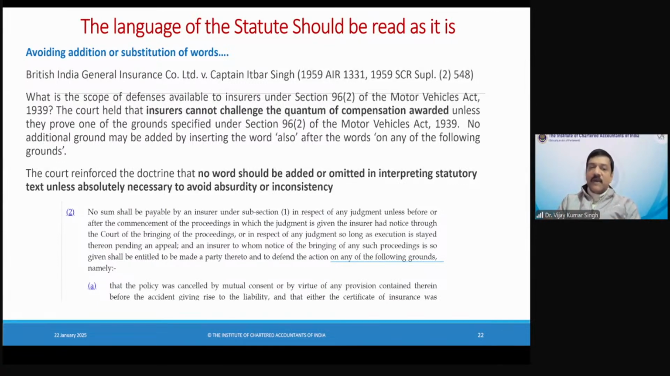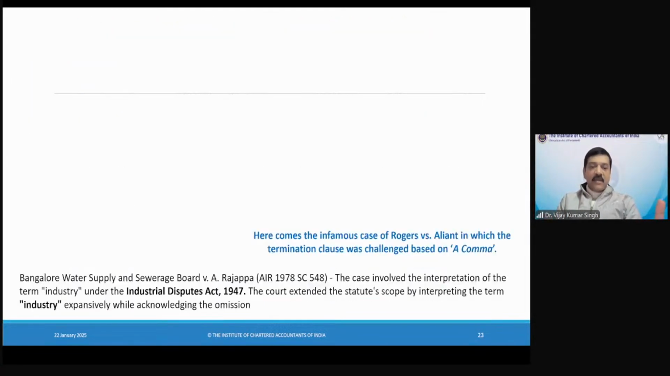So for that, you may have to do it, but in general circumstances, you don't have to provide any word or add any word or substitute any word. You have to read the language of the statute as it is. Let us come to another example. So if you will see, this is a case of causus omissus.